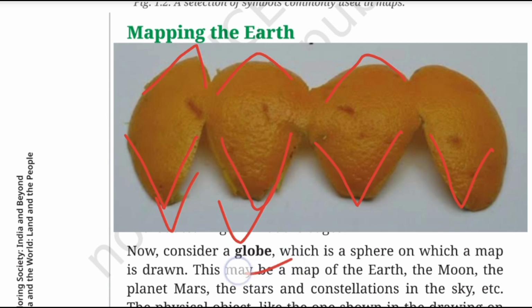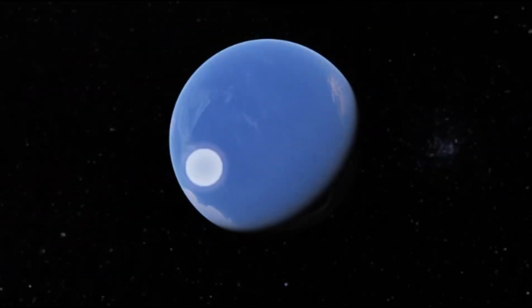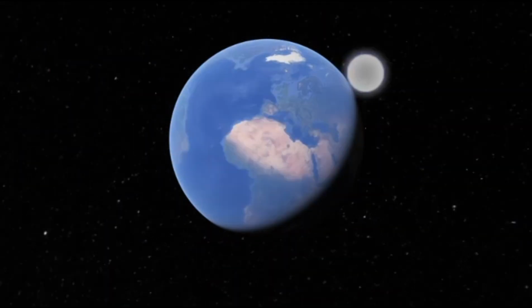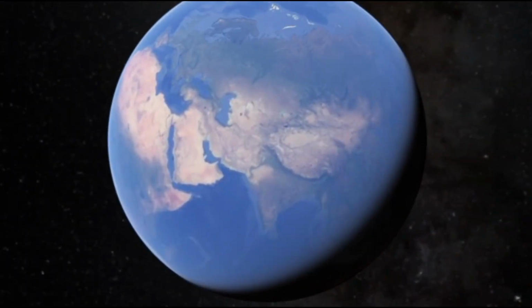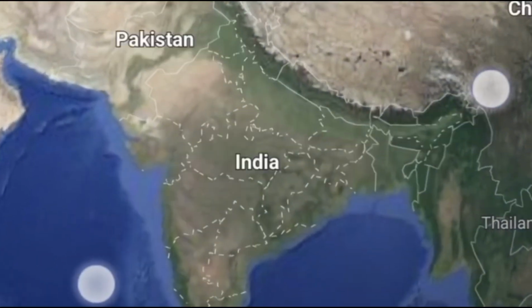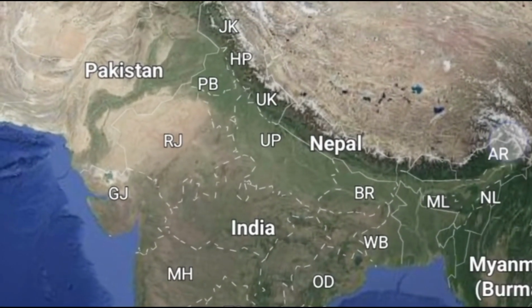Now we want to study about the globe. So for that purpose I will just show a globe. As you can see, this is a globe. If you take a closer look, you can see different countries and all. There are different continents. So this is our India. You can see different states and union territories.